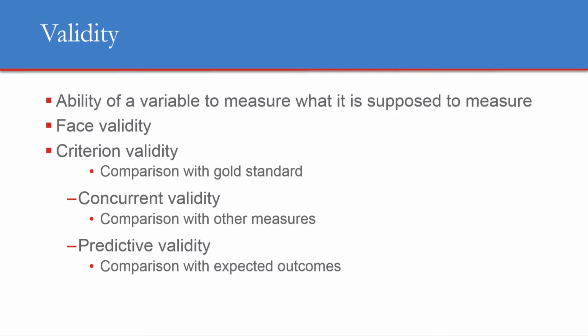Predictive validity is how well an instrument compares with a future criterion measure. For instance, the investigator could assess how well the new depression scale correlates with future prescriptions of antidepressants.